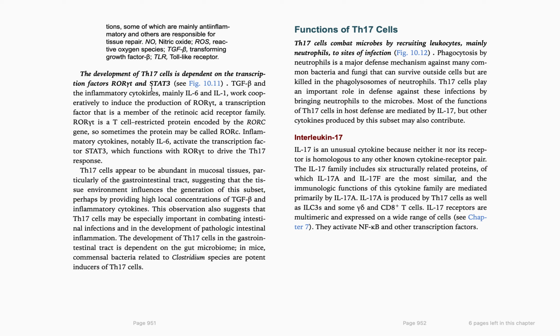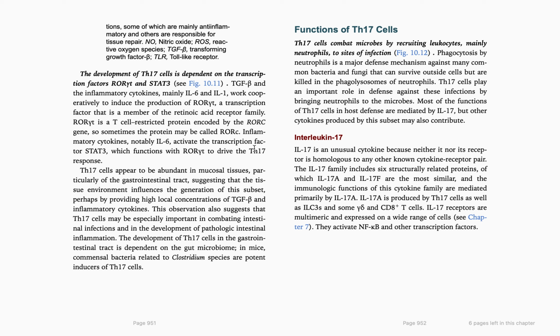The development of Th17 cells is dependent on the transcription factors ROR gamma T and STAT3. Transforming growth factor beta and inflammatory cytokines, mainly interleukin 6 and interleukin 1, work cooperatively to induce production of ROR gamma T, a transcription factor that is a member of the retinoic acid receptor family. ROR is the retinoic acid receptor-related orphan receptor encoded by ROR genes, so sometimes the protein may be called RORs.